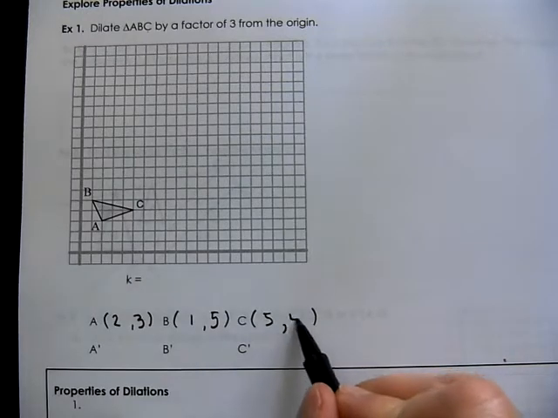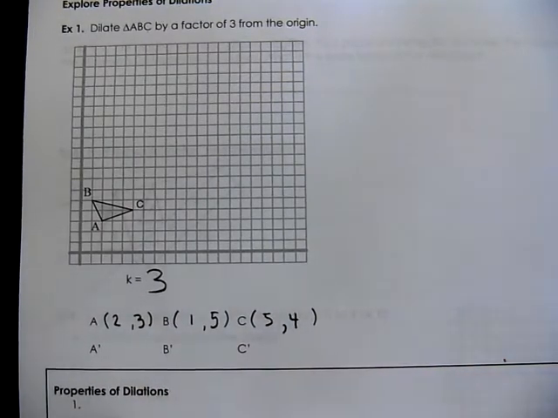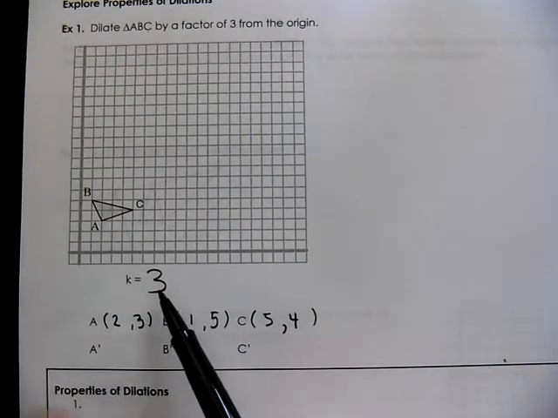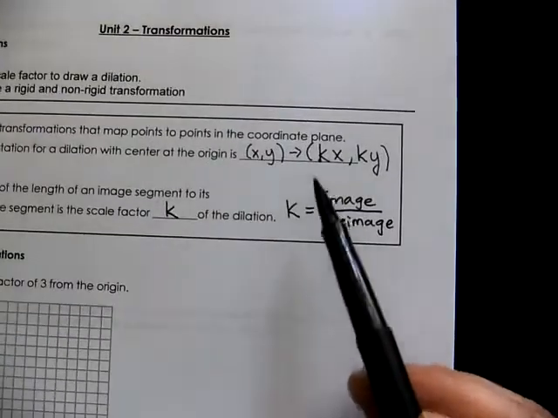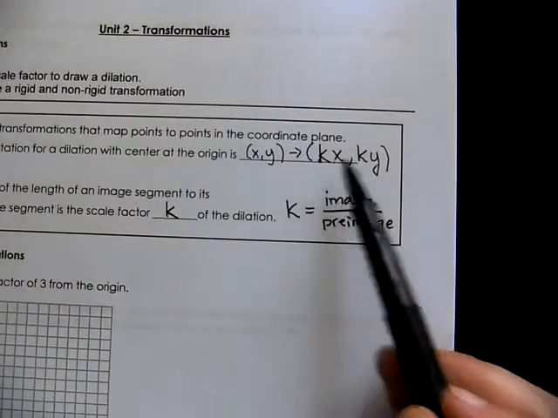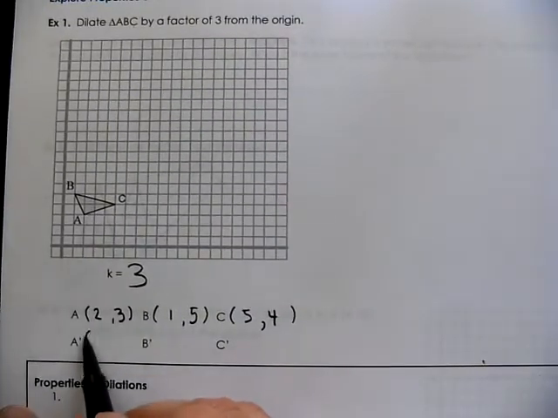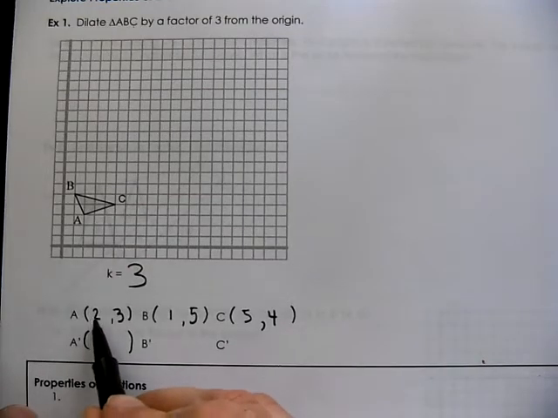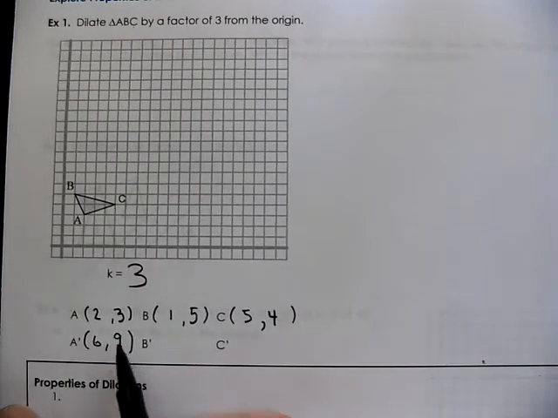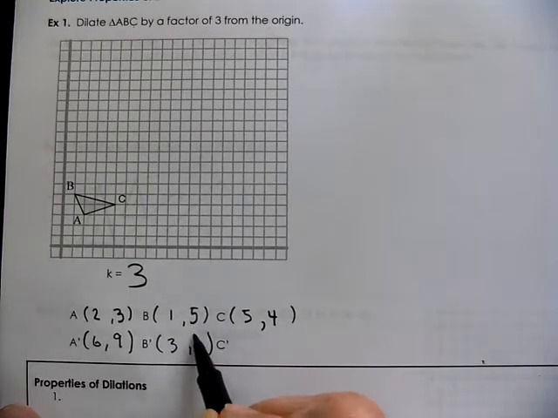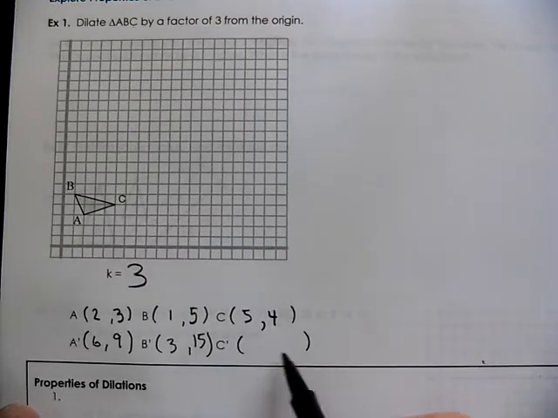Okay, 5, 4. So because we have a scale factor of 3, then what we're going to do is we're going to multiply our scale factor to all the coordinates. That's what our rule was saying. Take that scale factor and simply multiply it to the x and multiply it to the y coordinate. So what that means then is that A prime has coordinates that are, so 2 times 3 is 6, 3 times 3 is 9. B prime has coordinates that are 1 times 3 is 3, and 5 times 3 is 15. And for C prime, 5 times 3 is 15. 4 times 3 is 12. There it is. So let's plot those points.